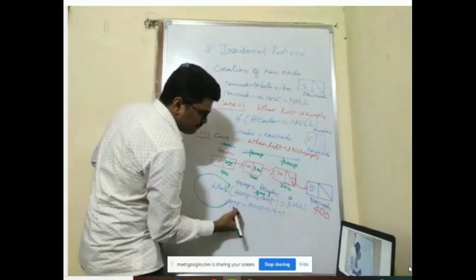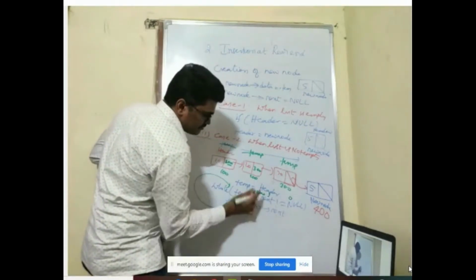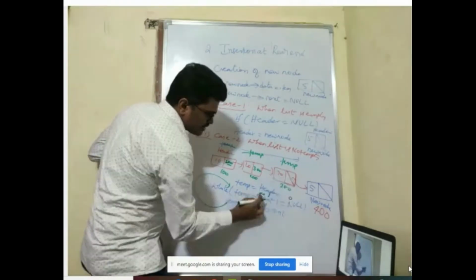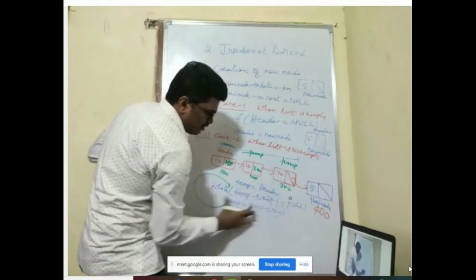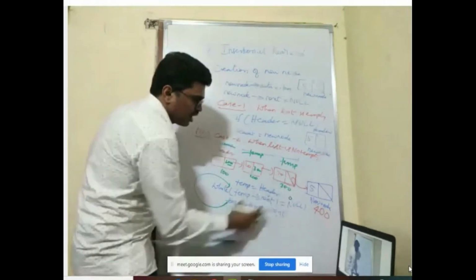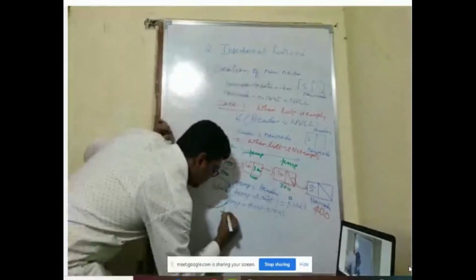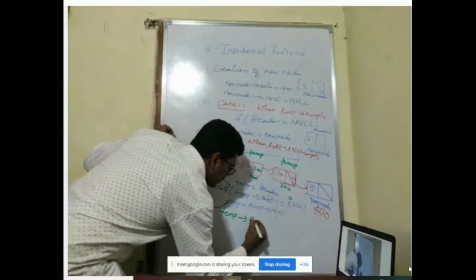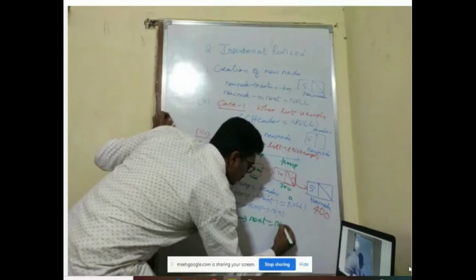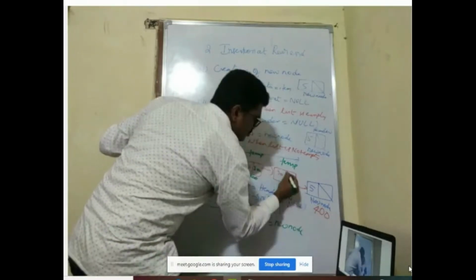Now I'll check the condition. What is temp next? Null. Null not equal to null? False. So now what I have to do is simply temp next is equal to new node. So this link I am putting.